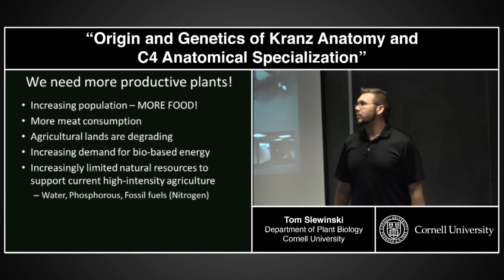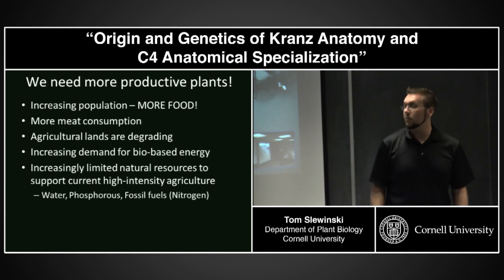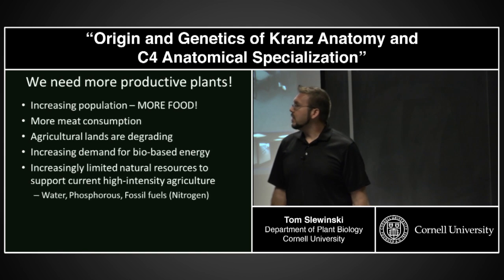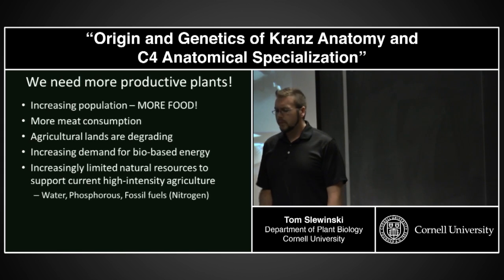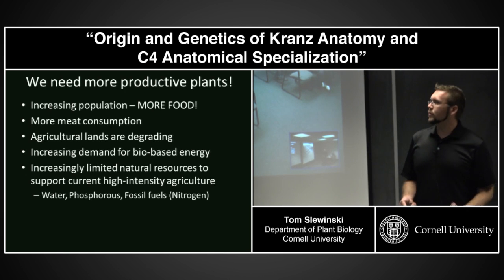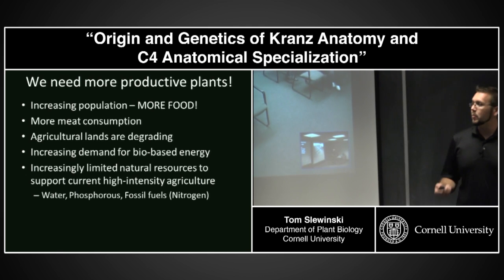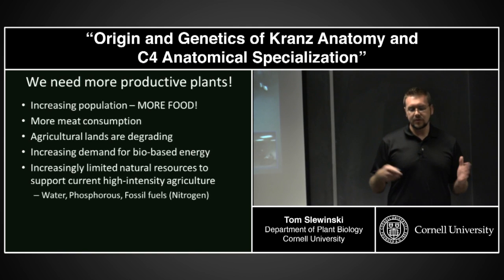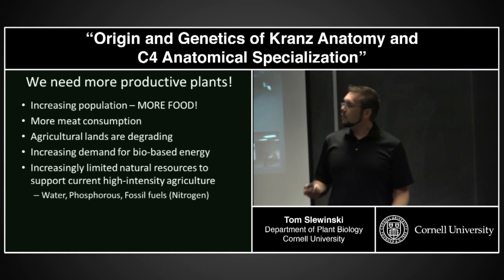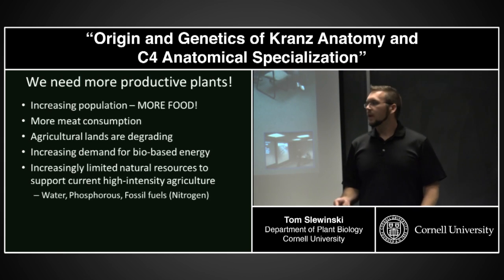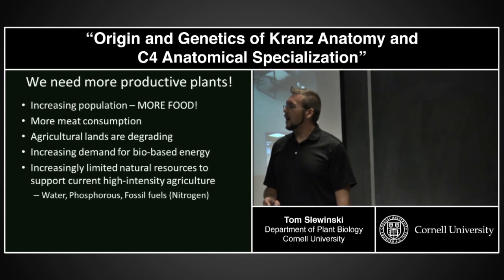We have an increasing demand for bio-based energy, and that's going to come from plant biomass. We need to increase our biomass output. We have limited natural resources to support our current high-intensity agriculture, especially water, phosphorus, and fossil fuels, which also impacts nitrogen. So one of the radical solutions to increasing productivity per land basis is to actually modify photosynthetic capacity in plants. And the one we work on is actually using C4 to increase the photosynthetic output of plants.